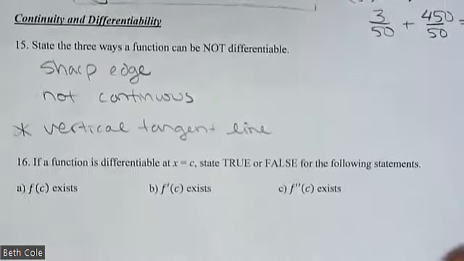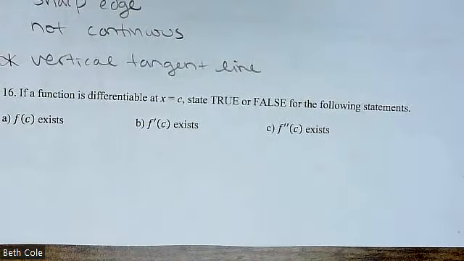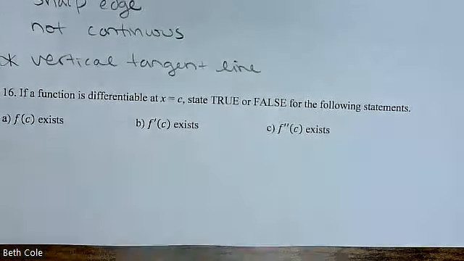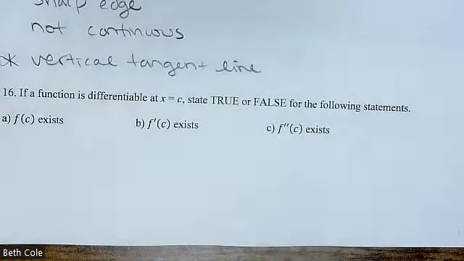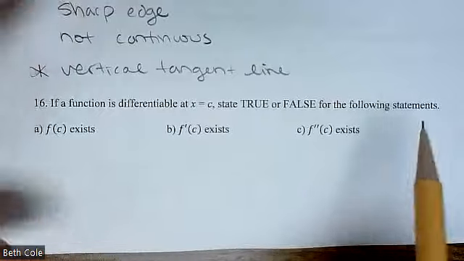All right, and then we'll do 16 and we'll end there. If a function is differentiable at x equals c, true or false for the following statements. I was trying to make this like one of those where Roman numeral 1 is this, Roman numeral 2 is this, and your answer choices are 1 and 3 or 1 only. Do you know what I'm talking about? I was trying to model that here. We're just going to do true and false for each of these.